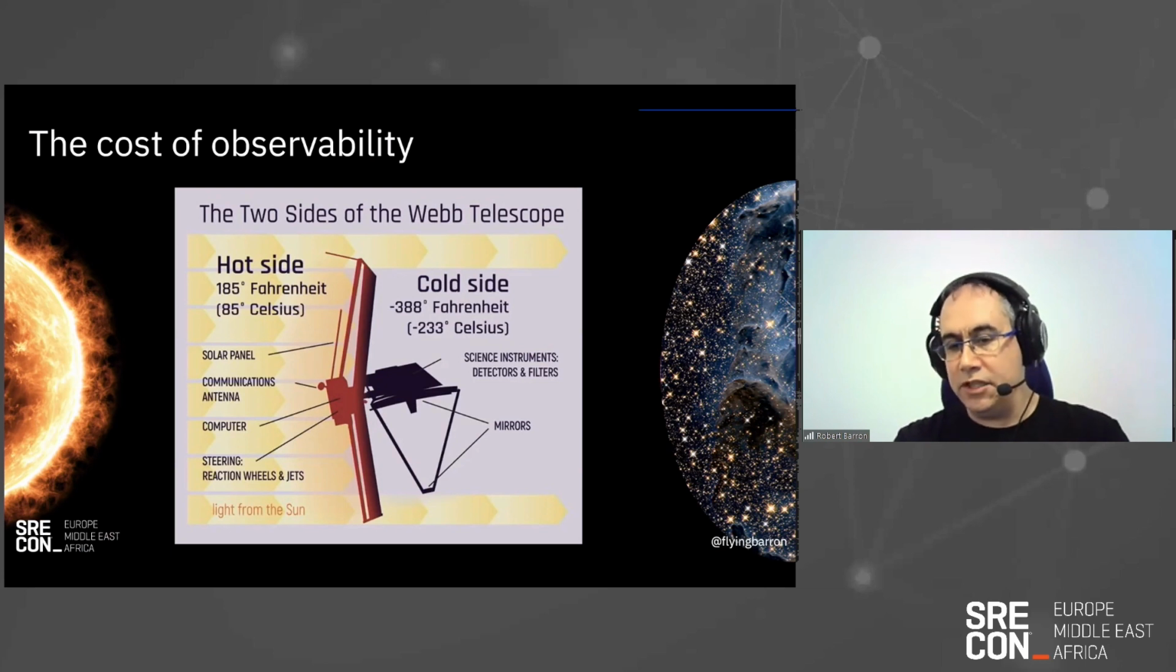Obviously, this would help engineers diagnose problems. And this is where we have the compromise between the functional and non-functional requirements. Let's say we want to have a selfie camera here pointed at the telescope itself.